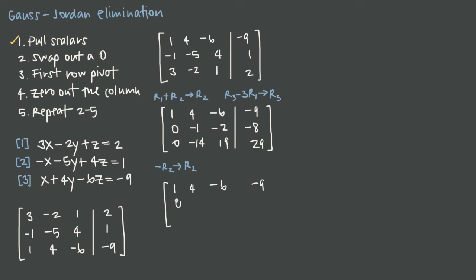0 times -1 is 0. -1 times -1 is 1. -2 times -1 is +2. And -8 times -1 is a +8. And then the third row will stay the same. So 0, -14, 19, and 29. And then we're going to go to step 4, which is going to be to zero out the rest of the second column. Again, we're going to do that by adding scaled multiples of the second row to the other two rows, the first and third rows.